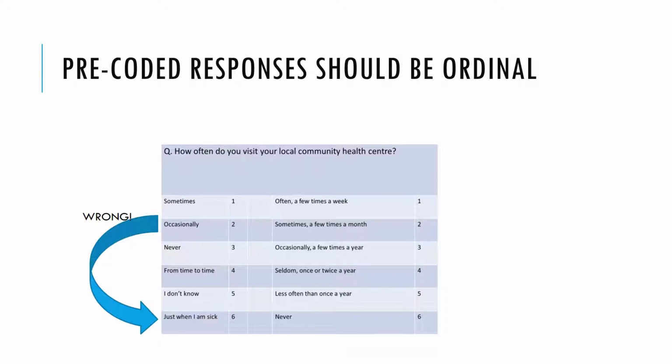That is, it doesn't go from least often to most often or vice versa. In contrast, on the right-hand side, we see the responses: often, a few times a week, 1; sometimes, a few times a month, 2; occasionally, a few times a year, 3; seldom, once or twice a year, 4; less often than once a year, 5; and never, 6. You guessed it, that's right. That's the correct way because it's ordinal.